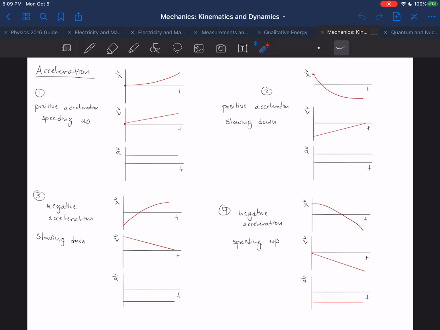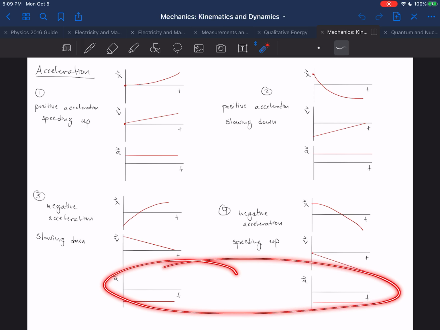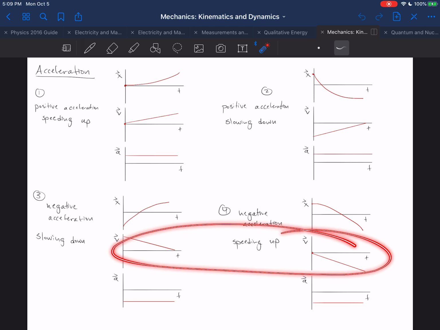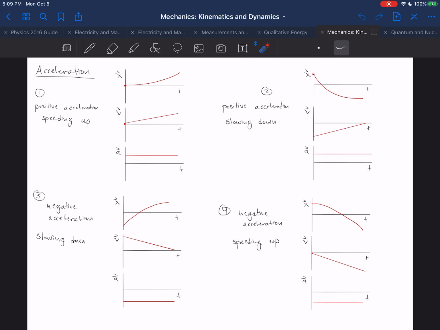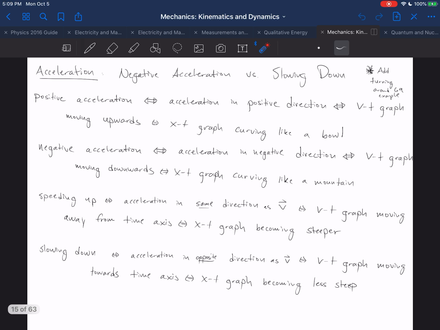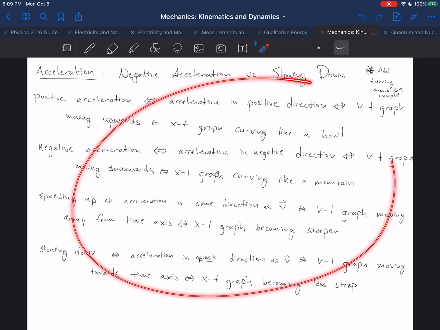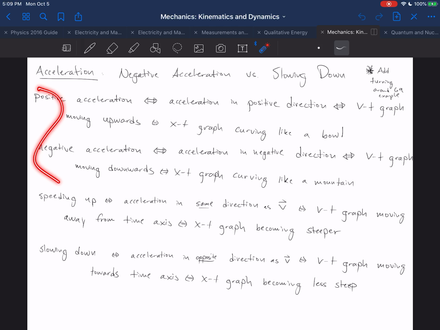So negative acceleration means the slope of the velocity time graph, and therefore the acceleration, is negative. Slowing down means that the speed is decreasing, so the velocity time graph is getting closer to that t-axis. This is distinguished in great detail in this particular slide, and it's important to recognize the difference between these concepts. These particular statements are just summaries of the descriptions I just gave.